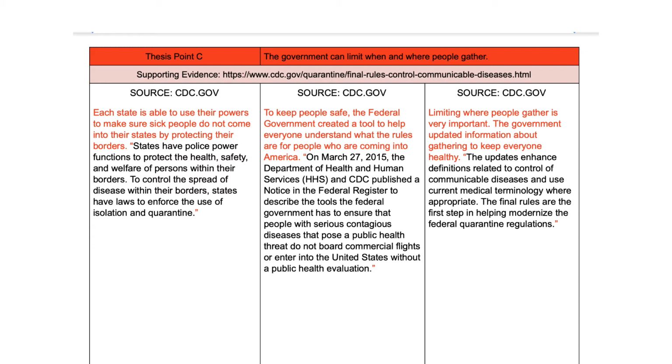And that supports how the government can limit when and where people gather. Because if they're sick and they're told to isolate, they are literally being prevented from gathering. But it's in the best interest of the whole. So they can do that.